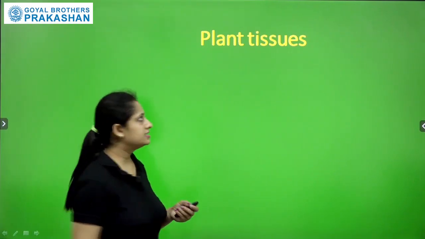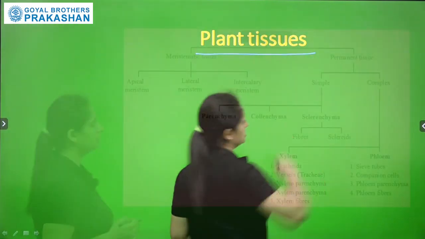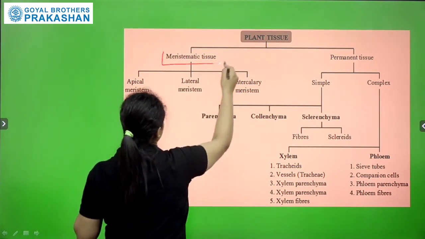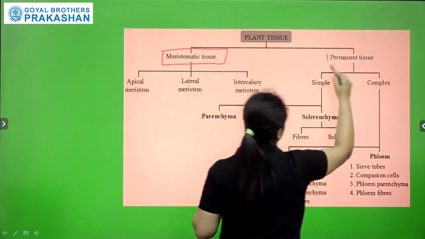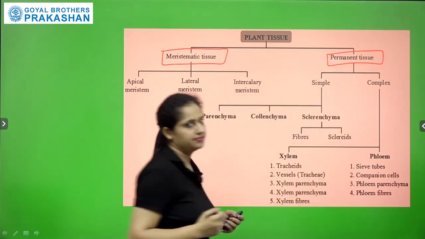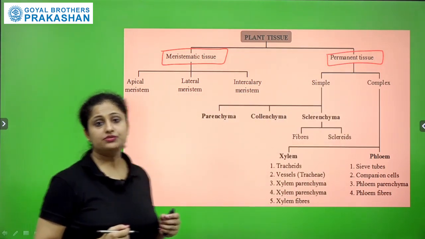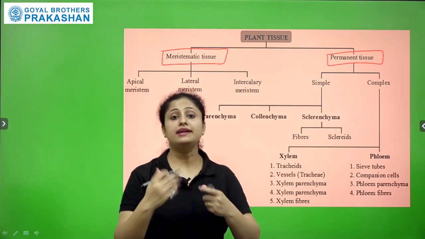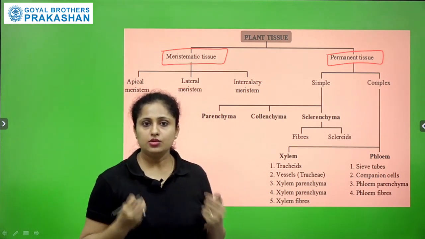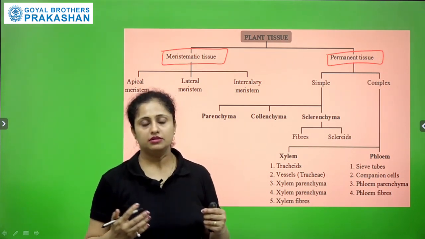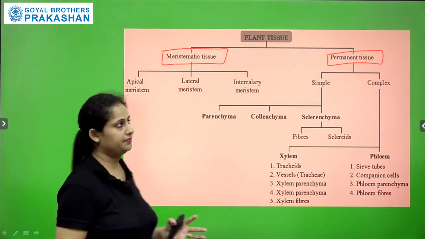Now, let's start plant tissues. Plant tissues are majorly divided into meristematic tissue and permanent tissues. Meristematic tissues are those tissues which are made up of actively dividing cells. In those cells, the capability of growing is very high.